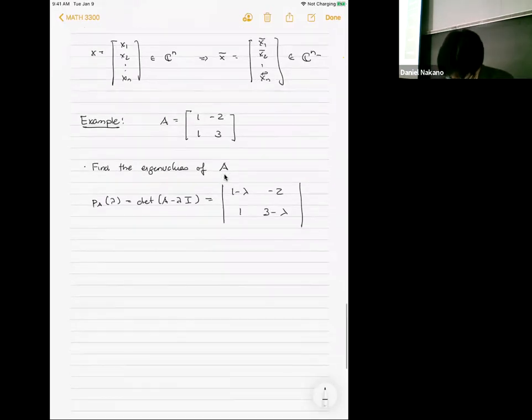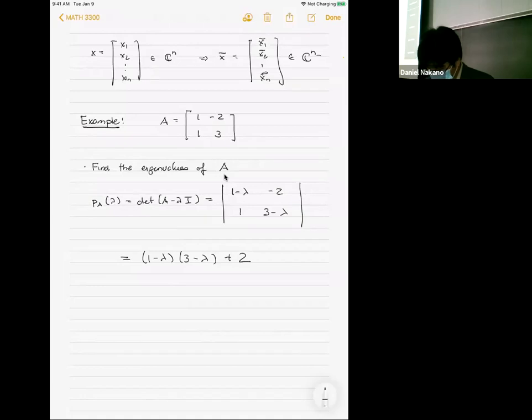So we take a 2x2 determinant. This is (1 minus lambda)(3 minus lambda), and then minus 2, and I take a negative sign, so it's plus 2. We really want to just look at the roots of this. Let's simplify it a little bit. This is equal to 3, minus 3 minus 1, so minus 4 lambda, plus lambda squared, plus 2. So this is lambda squared minus 4 lambda plus 5.